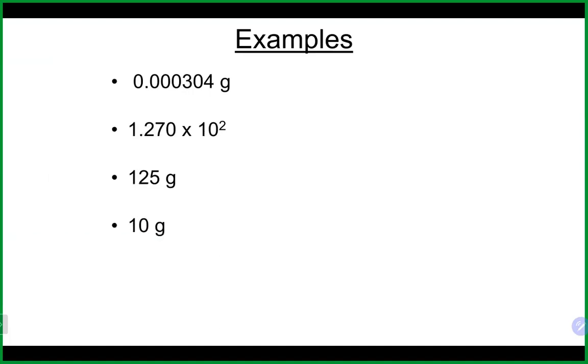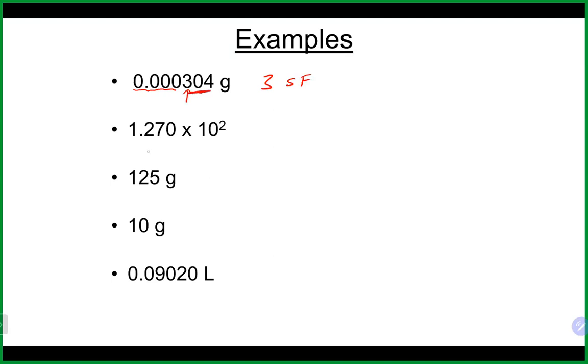All right, so looking at each of these here, we want to take a second and figure out how many significant figures each of these has. So take a moment. Okay, let's take a look. Starting at the first one here, we're not going to count until we get there. So all those zeros are not significant. The 3, 0, 4 is, so that's going to be 3 significant figures.